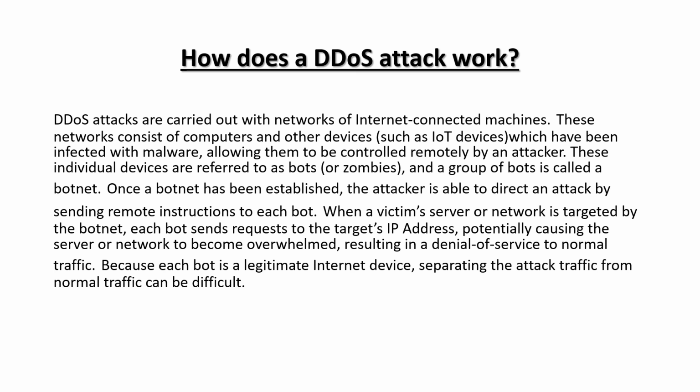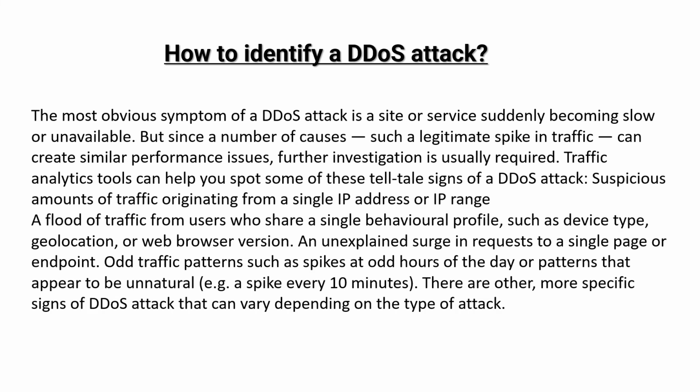Now, how do we identify these DDoS attacks? First, we identify those users who share single behavioral profiles such as device type, geolocation, or web browser versions. We can also identify unexplained surges in requests to a single page or endpoint. We can identify odd traffic patterns such as spikes at odd hours of the day, like spikes every 10 minutes. There are other signs of DDoS also that can depend on the type of the attack. So we can identify them using these types also.